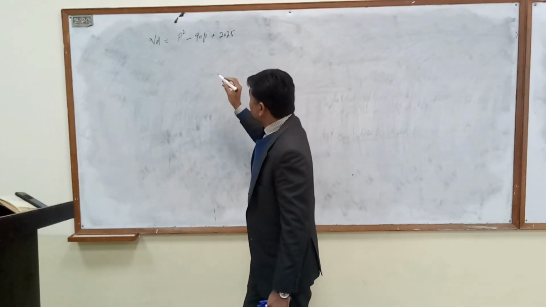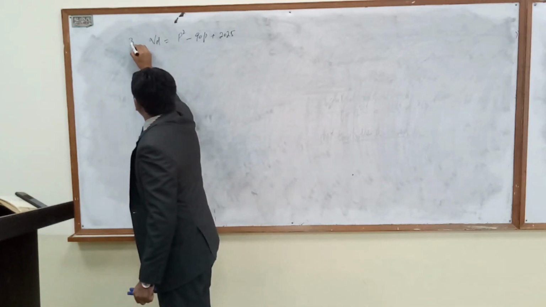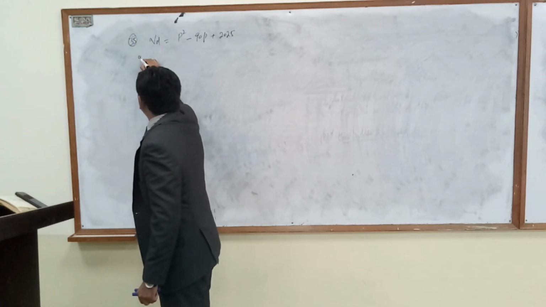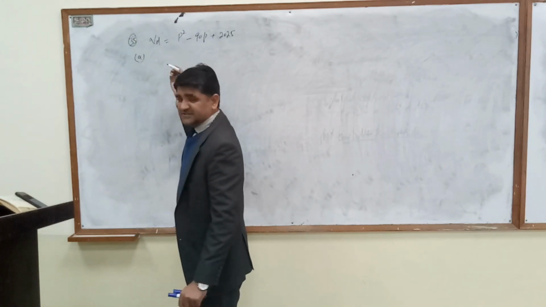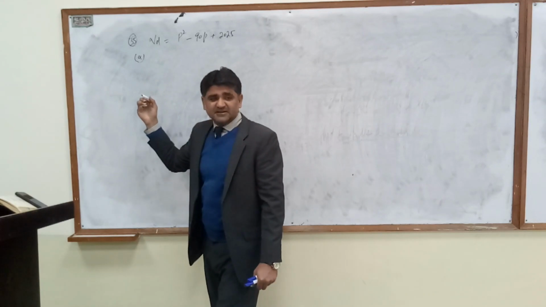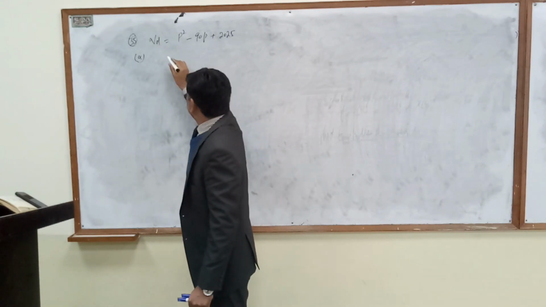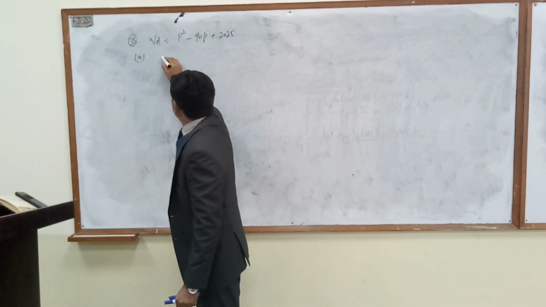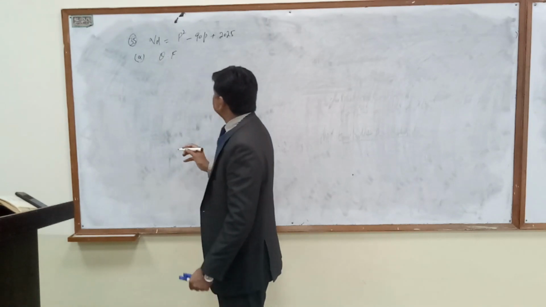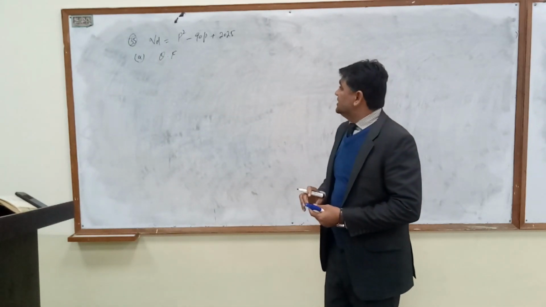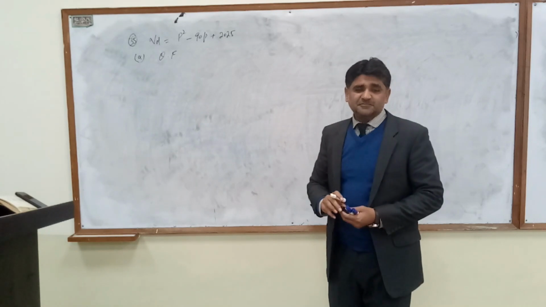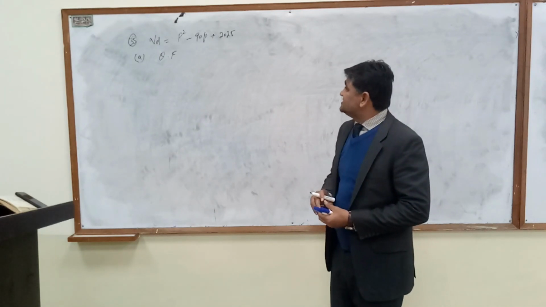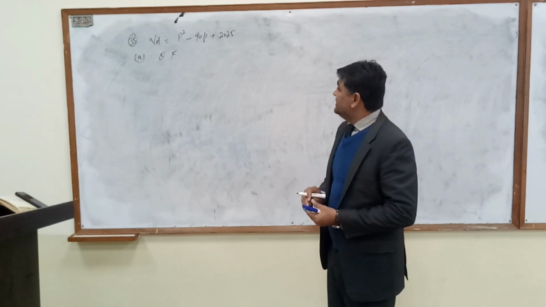So, in part A of question number 35, we have to classify what kind of function this is. It's a quadratic function because the independent variable is P. Quantity demanded depends on price, and price is a function of quantity demanded.